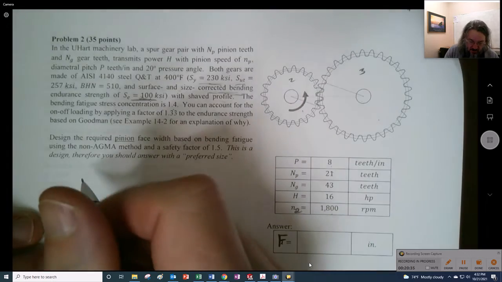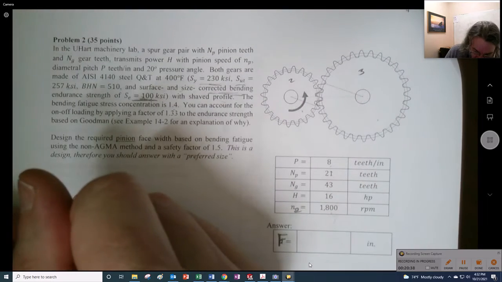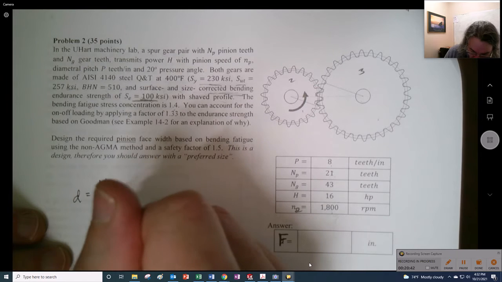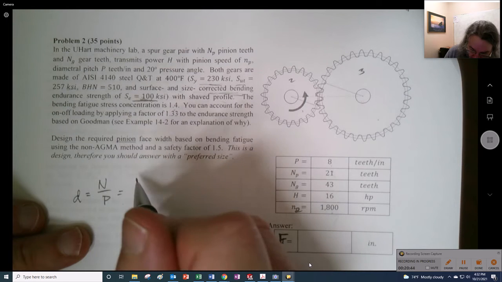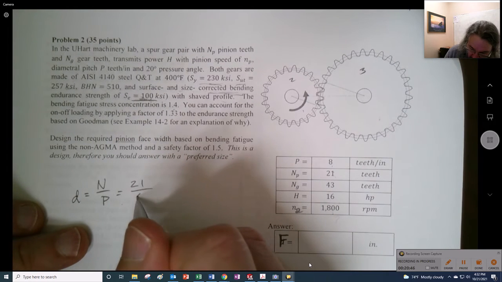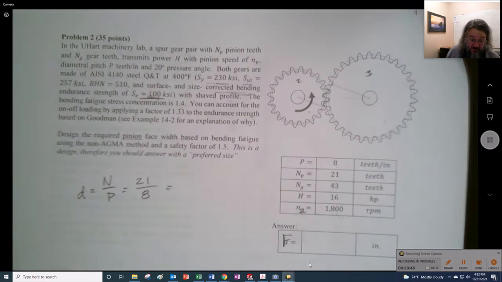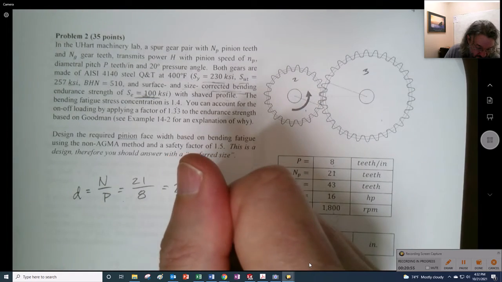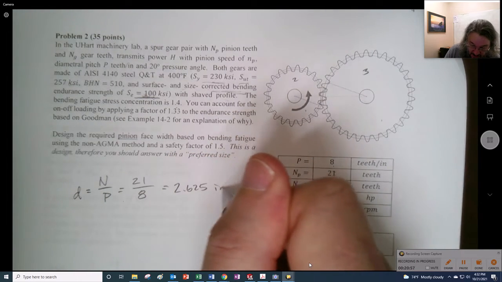All right, so one of the first things we almost always do is find the diameter. So take the number of teeth divided by the pitch. So it's 21 divided by 8. Could have come up with a nice number. Wouldn't it have been nice, right? 21 divided by 8, and you get 2.625 inches.